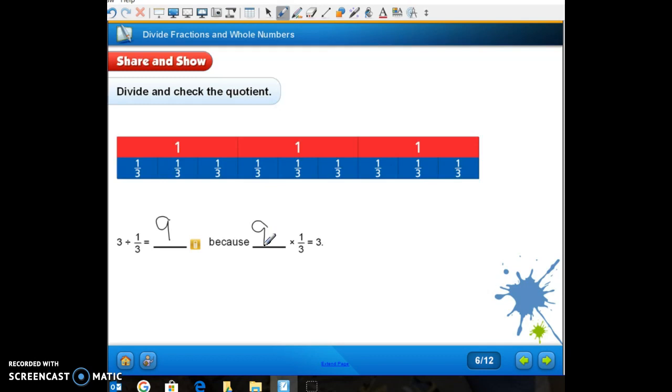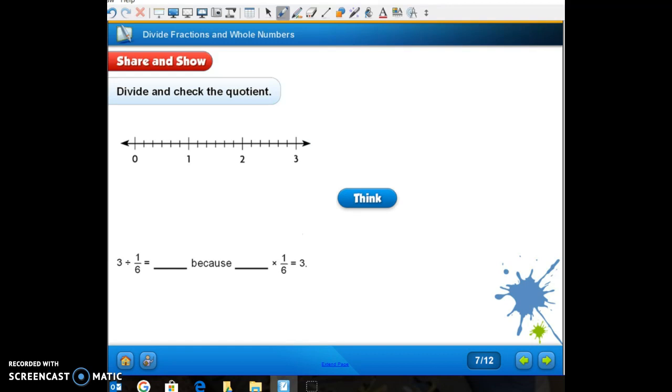Okay. Let's see what they give us next. This is number 2, I believe. It says 3 divided by 1/6. So we can count our little things here. And how many do we have? 1, 2, 3, 4, 5, 6. I would have 6 here also and 6 here. So 3 times 6 is 18, because 18 times 1/6 is 3.